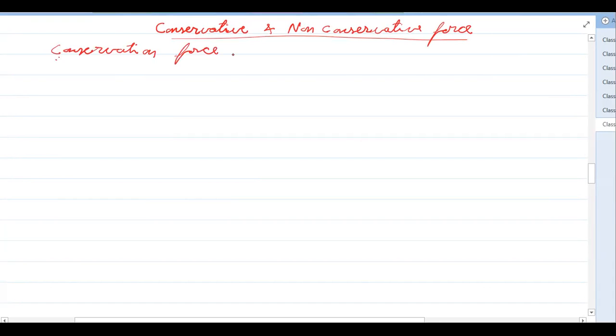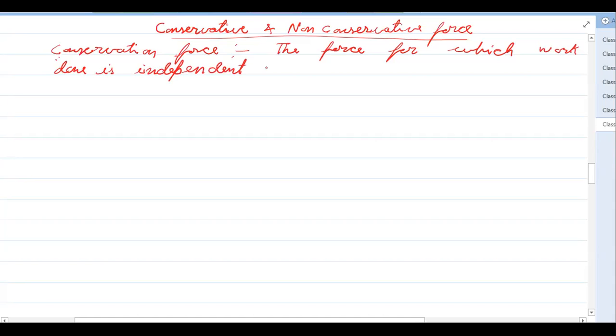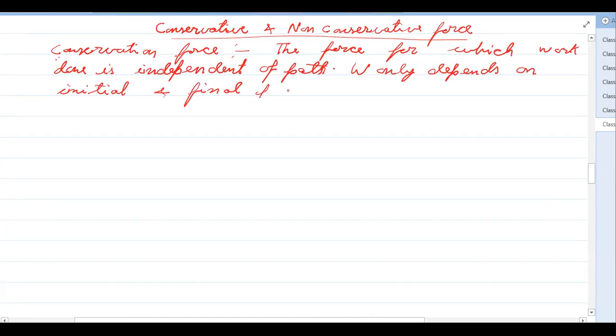So the force for which work done is independent of path. Okay, so it only depends on initial and final points. Work only depends on initial and final points. Okay, so it does not depend on path.